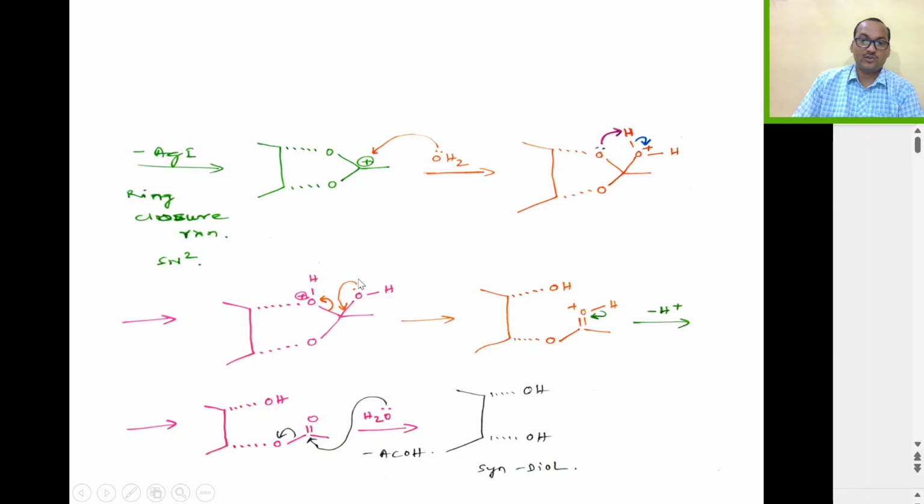So when this oxygen lone pair comes back, this carbon-oxygen bond will break on this O plus. So you end up with this hydroxyl derivative. Here again loss of proton takes place, giving rise to this acetate. And again water will act as nucleophile. It will attack this carbonyl carbon, and this CO bond will break on this oxygen. So as a result, you end up with this syn diol.